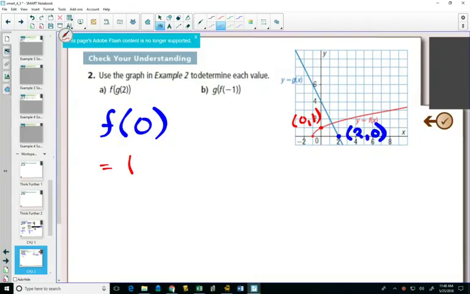In the second example, g of f of negative 1, I first need to figure out what happens when I plug negative 1 into f of x, starting from the inside. So I go to my point on my graph, and sure enough, there it is, negative 1, 0. So f of negative 1 is 0.